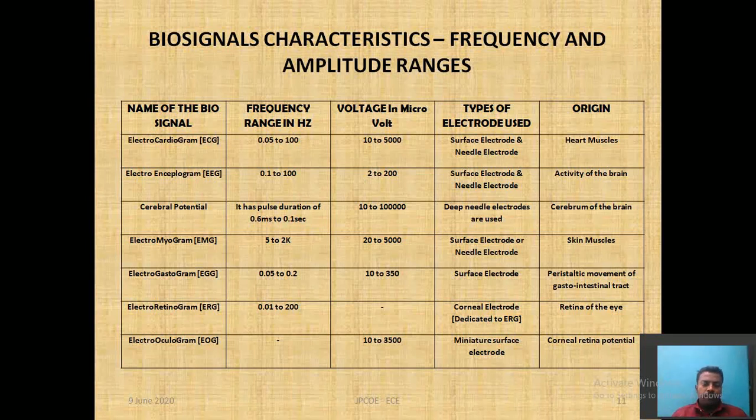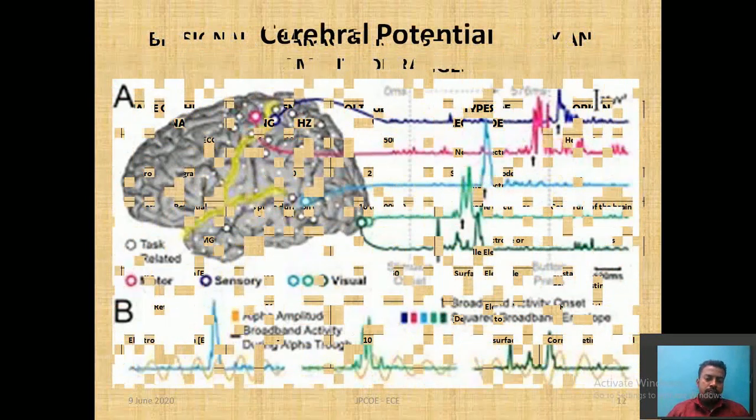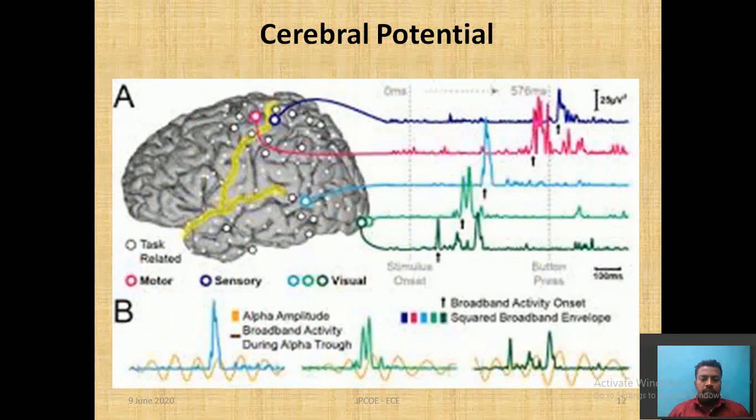The origin of the cerebral potential is the cerebrum of the brain. This diagram indicates the cerebral potential from different places of our brain. This potential is measured from different places of the brain, so this is all cerebral potential.